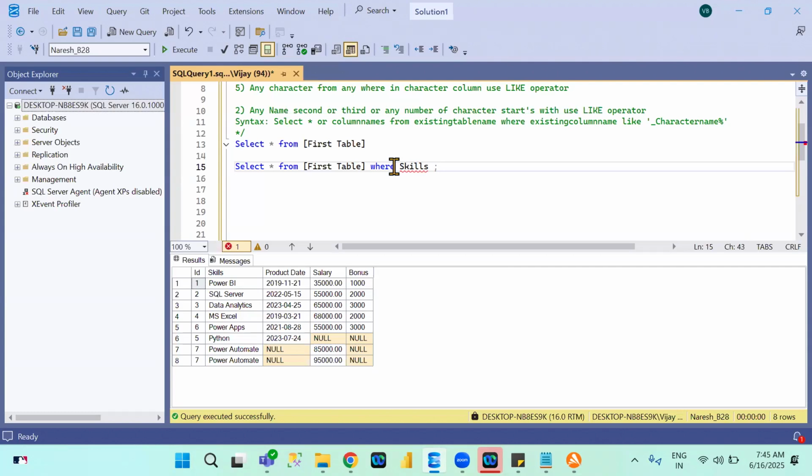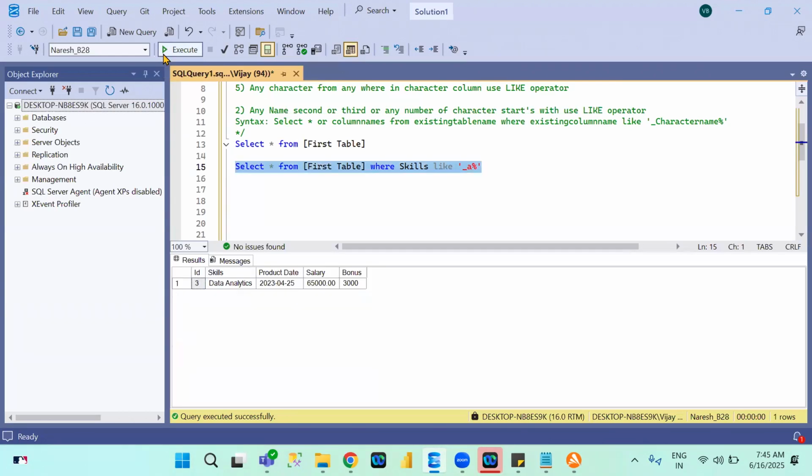See here, LIKE. First underscore. After that, what do you have to write? The character. What is the character here? A. And after that, percentage. Simply put percentage. The meaning is the second character starts with A. What is that one? Data analytics. Only that is the one, right?